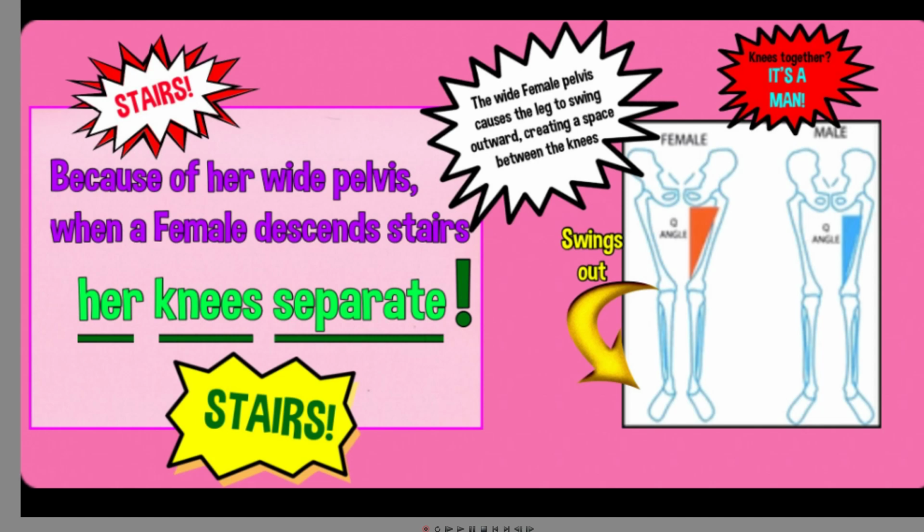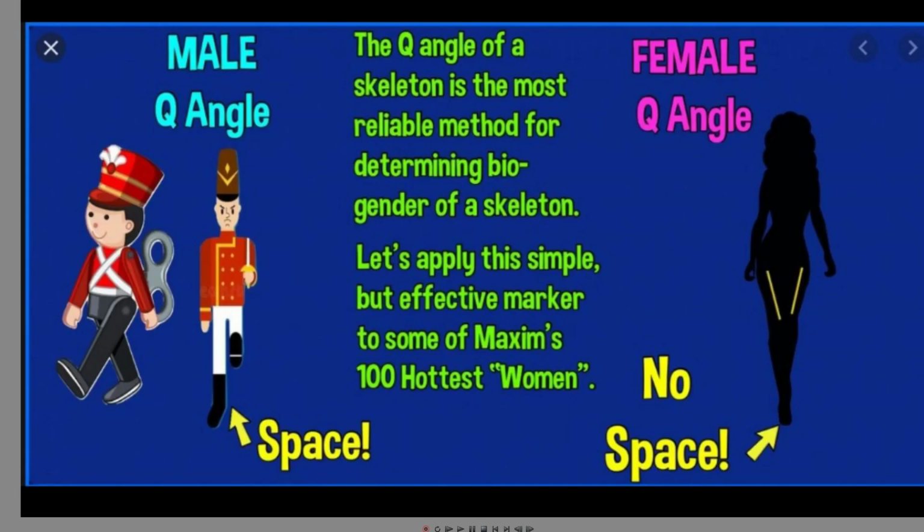Because of a wide pelvis, when a female descends the stairs, her knees separate because of this deeper angle in the femurs, which you can see on Nose's channel. You can see it on mine as well. I've done a gait video and a stair video. So this is the reason for them opening knees.